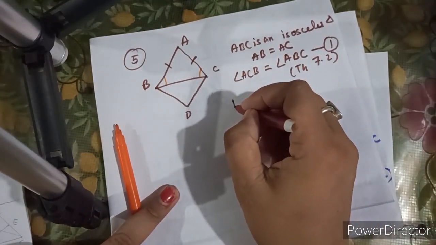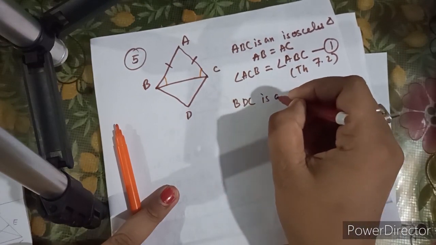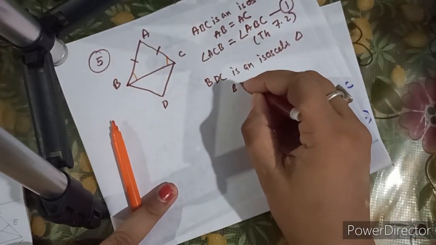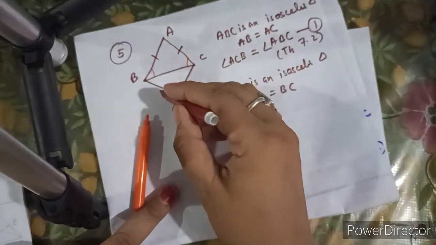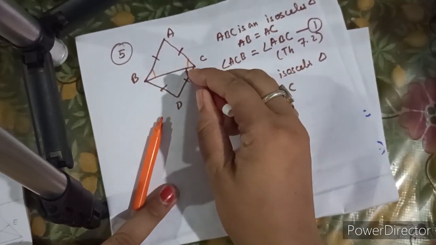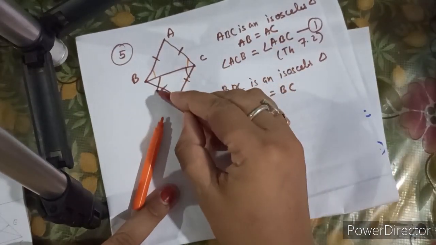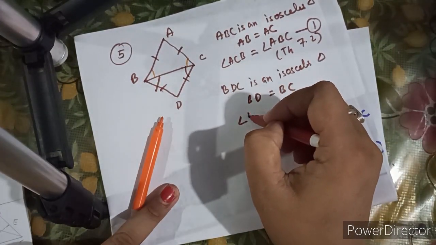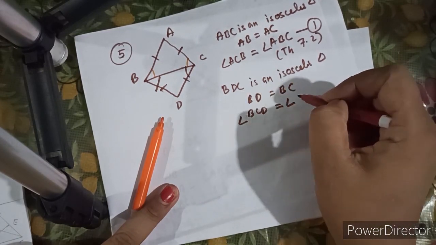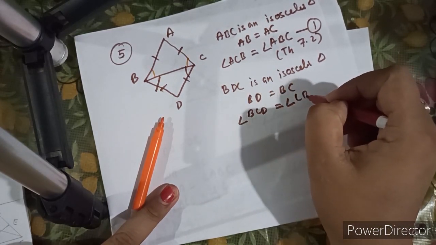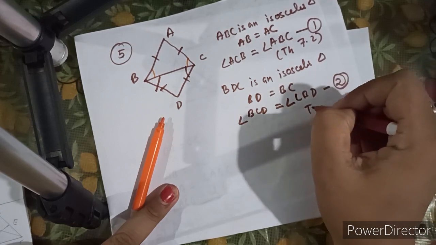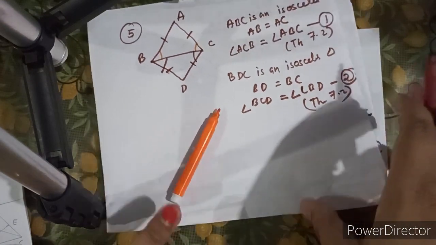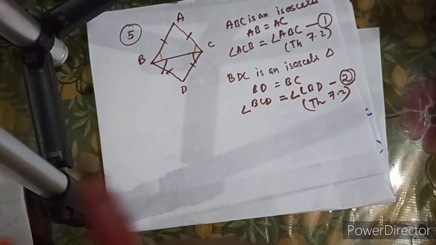Next, what is given? BDC is also an isosceles triangle, isn't it? It is also an isosceles triangle. That means your BD is equal to BC. So BD side's opposite angle is this and CD's opposite angle is this. Okay, that means I can write here angle BCD is equal to angle CBD. I am marking this with theorem 7.2, and let me mark this as equation number 2.